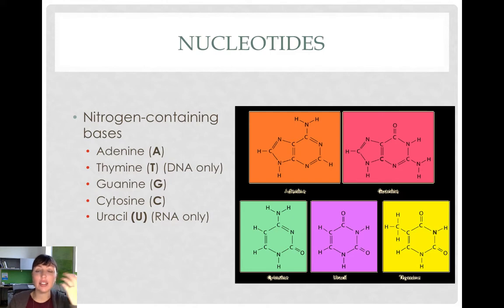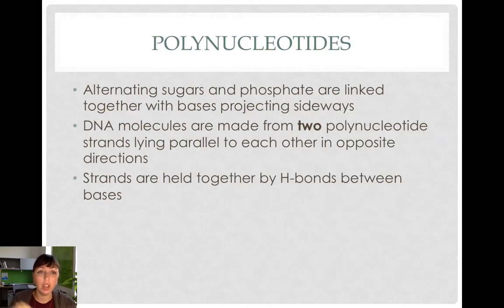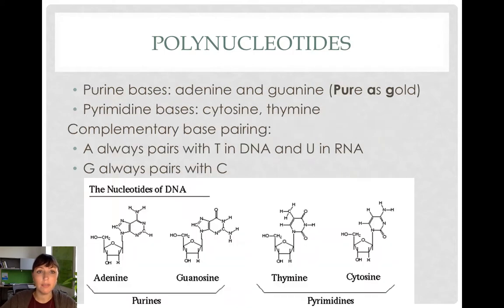Okay, so the nitrogenous bases are adenine, thymine, which is in DNA only, guanine, cytosine, and uracil, which is in RNA only. Alternating sugars and phosphates are linked together with bases projecting sideways. So the DNA molecules are made from 2 polynucleotide strands lying parallel to each other in opposite directions, and the strands are held together by hydrogen bonds between the bases.